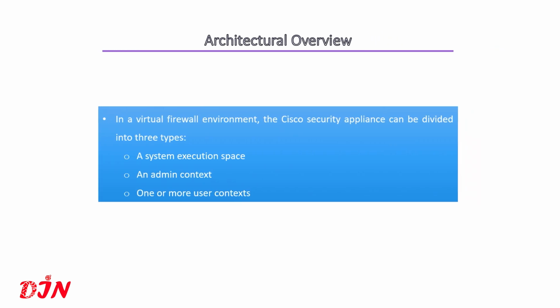Architectural overview. In a virtual firewall environment, the Cisco security appliance can be divided into three types. Number 1, a system execution space. Number 2, an admin context. Number 3, one or more user contexts.